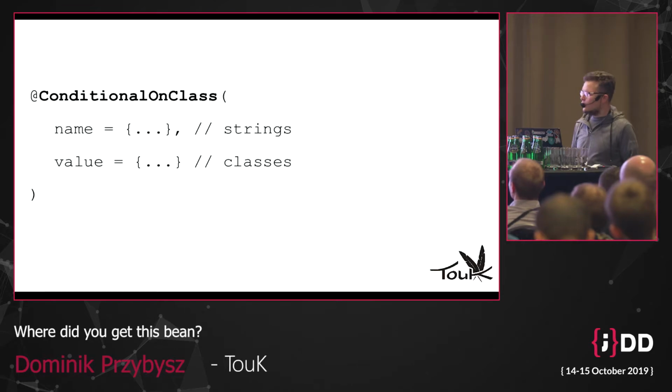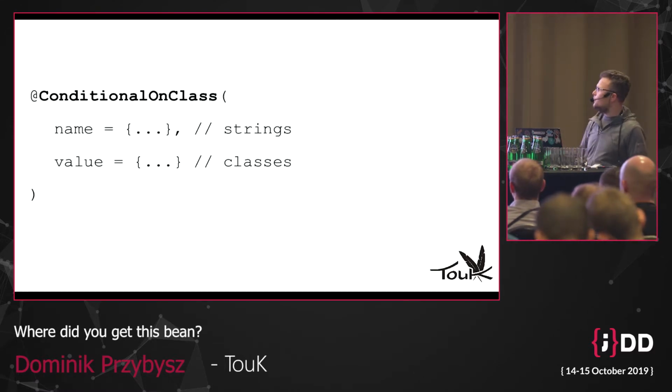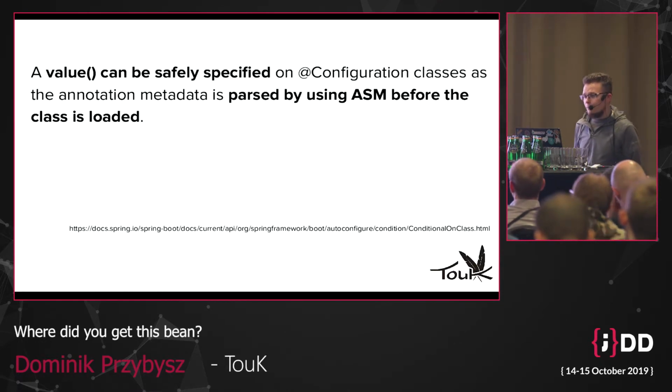We have conditional on class, where we could define, okay, if the class is on the class path, then I will create the bean for you. And what is very important, we could use value, which is where we could pass the classes, and because Spring uses ASM, it will not load the class if it spots that the class is not on the class path.